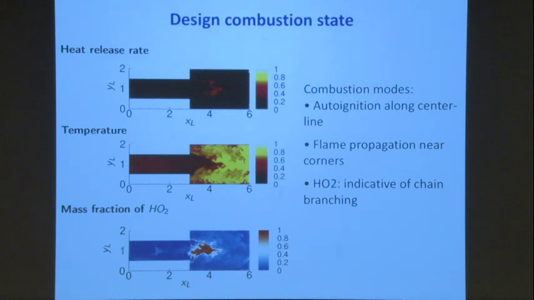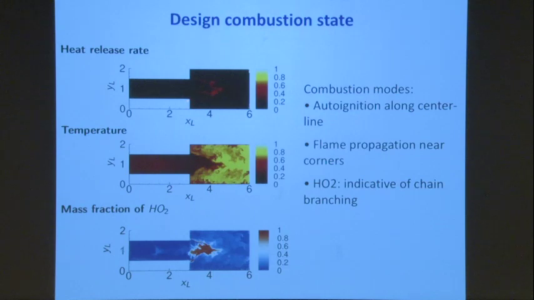So let's first talk about the design combustion state. In this state, I'm plotting here the picture of heat release rate isocontours in the top, the temperature in the middle, and the mass fraction of the hydroperoxy radical, HO2, in the bottom plot here. And what's clear from these images is a more volumetric heat release, broader regions in the center of this combustion chamber representing kind of autoignition along the center line.